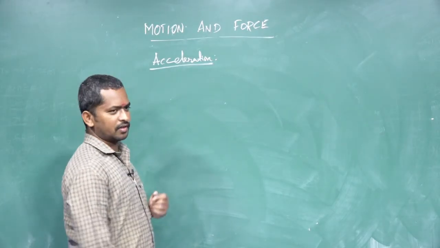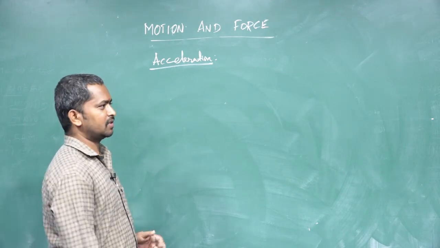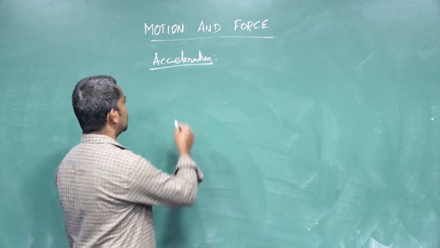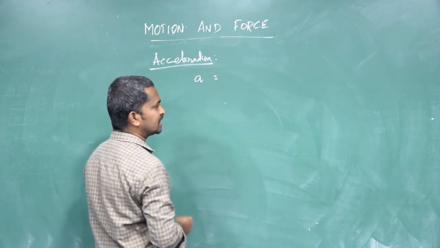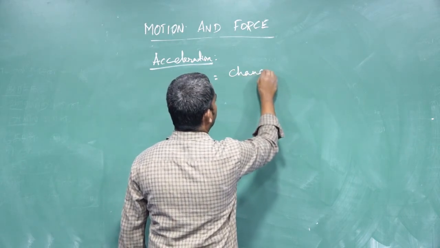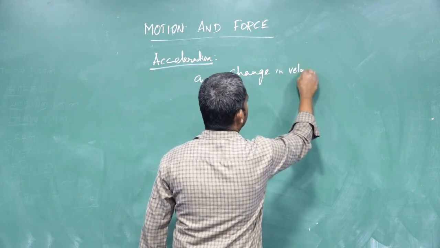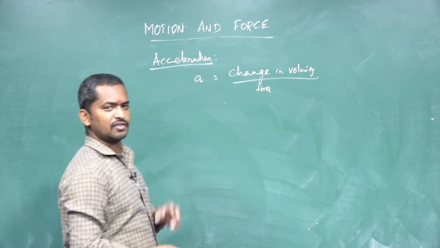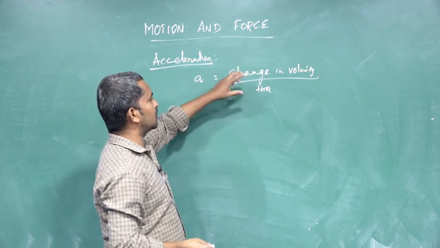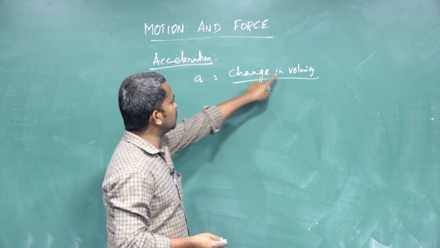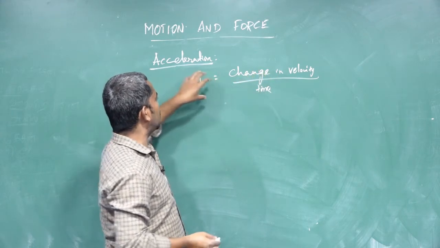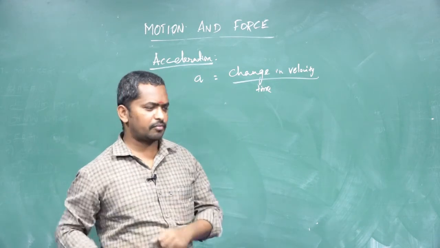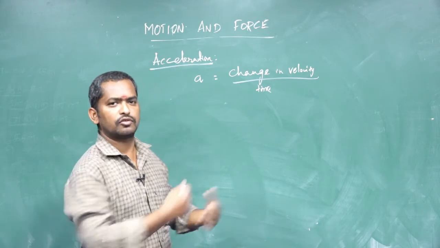Next one is acceleration. What do you mean by acceleration? Acceleration means the rate of change of velocity. Acceleration is equal to change in velocity divided by time. Rate means time. The rate of change of velocity is called acceleration. For acceleration, the object should accelerate from an initial point to a final point, or from an initial position to a final position.